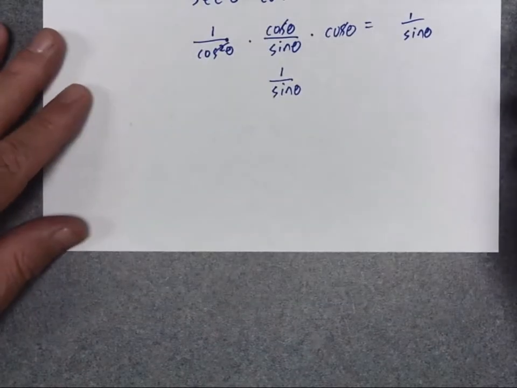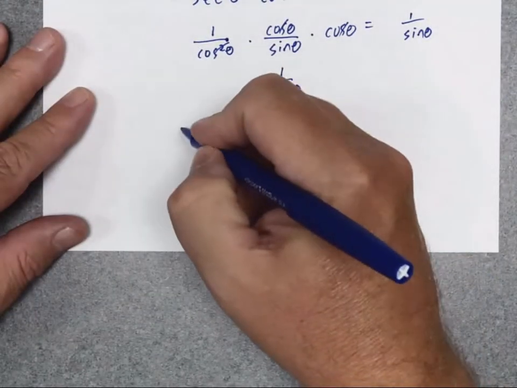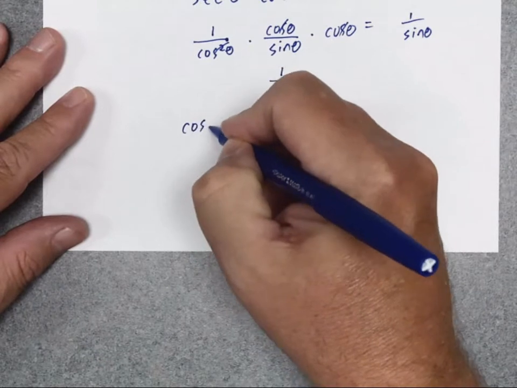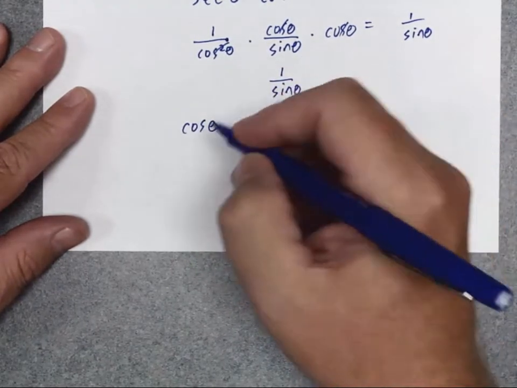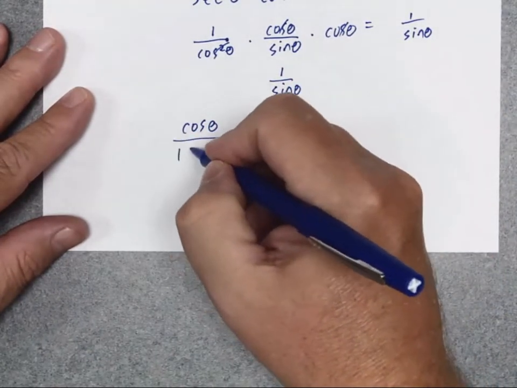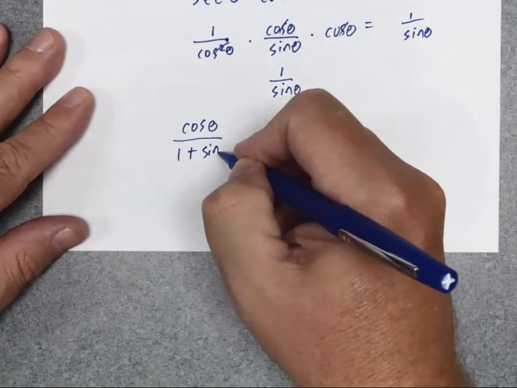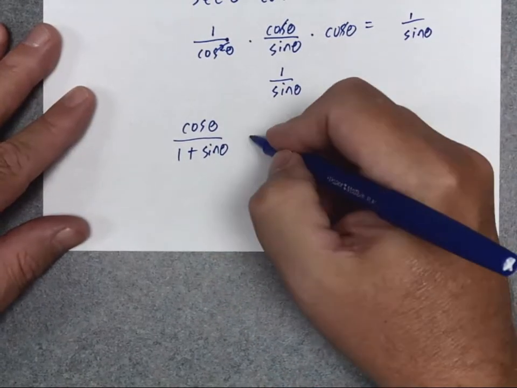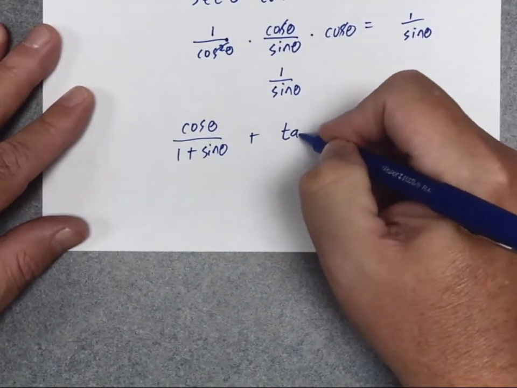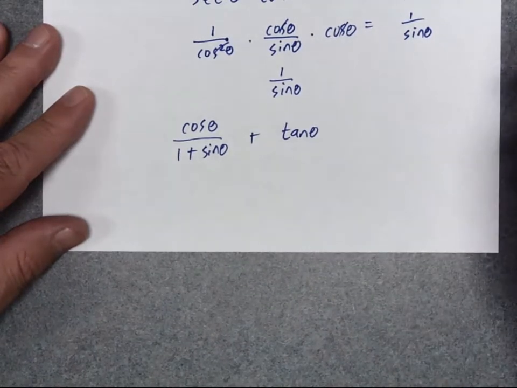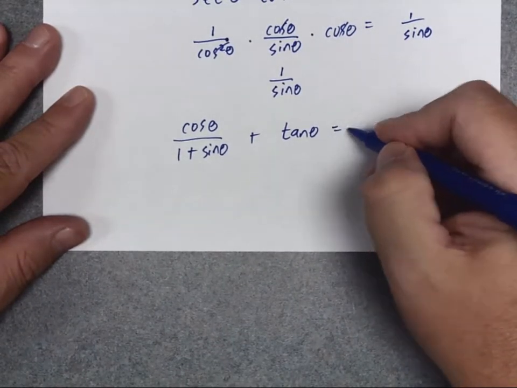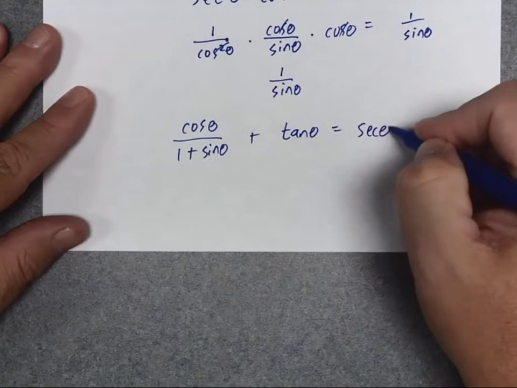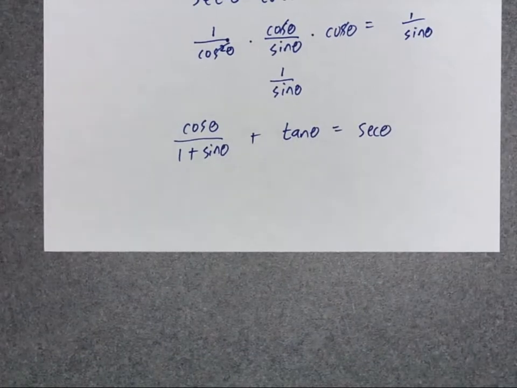Let's do another one. How about cosine theta over 1 plus sine theta plus tangent theta equals secant of theta.